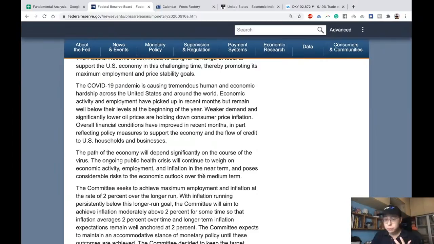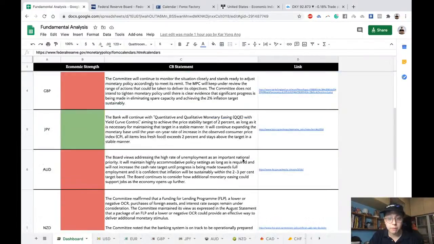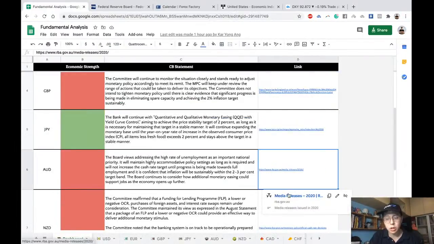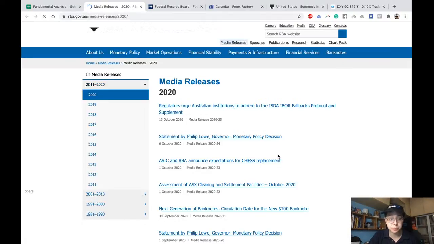Okay, so I hope so far is clear. Based on this, now let me go to another bank to share with you. Let's take a look at the RBA, which is the Reserve Bank of Australia. Same thing, this is the official website of them.